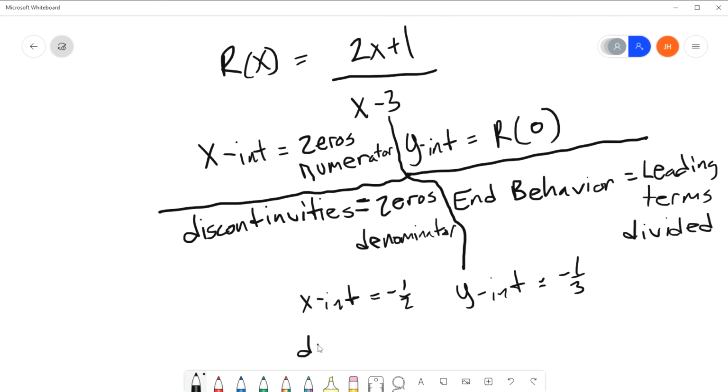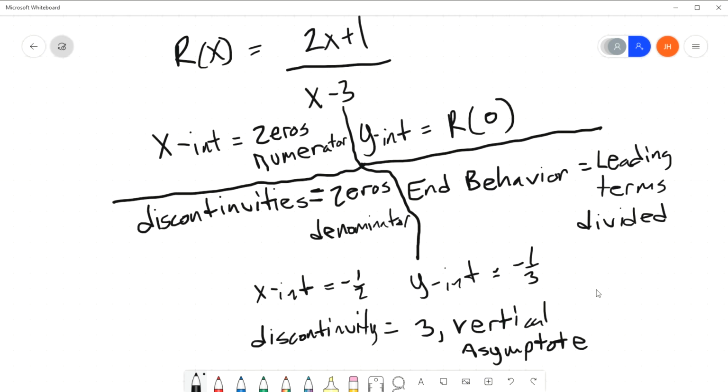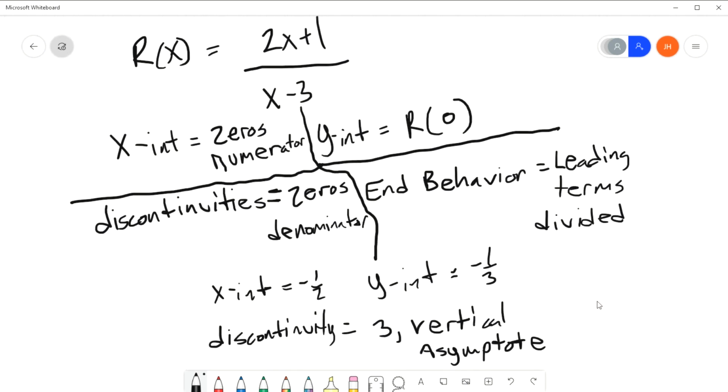The discontinuity would be the zeros of the denominator. That's at x equals 3. And I should identify that this is a vertical asymptote because there is no x minus 3 factor in the numerator. And then finally, I could determine the end behavior of it. The end behavior, I'm going to call that EB, would be the leading terms divided. 2x divided by x, which would be 2. So now I've identified all these features.